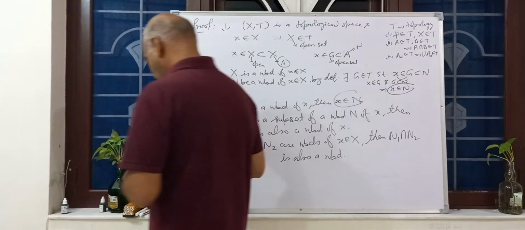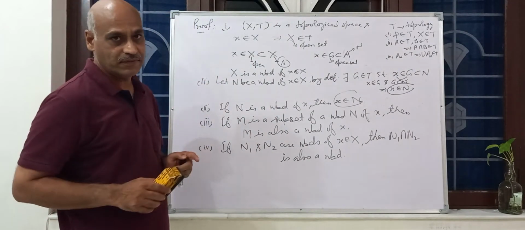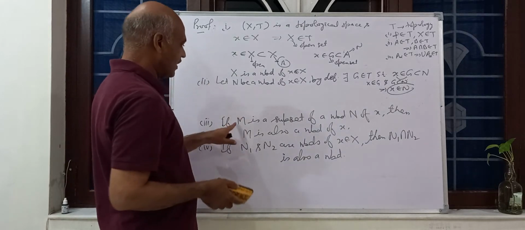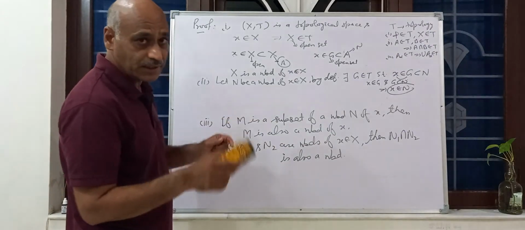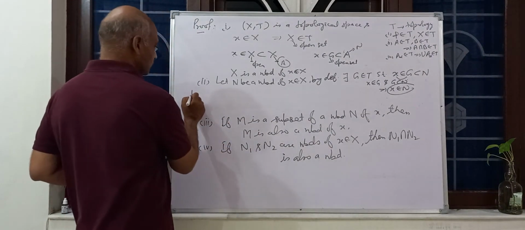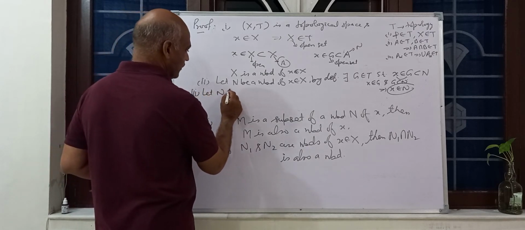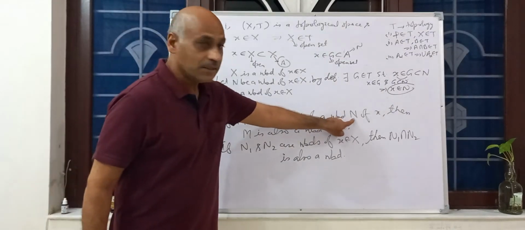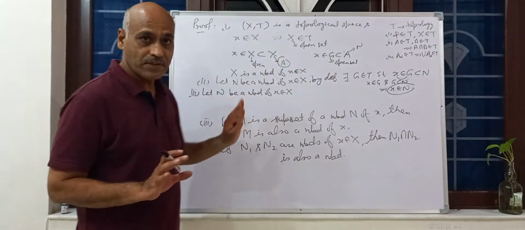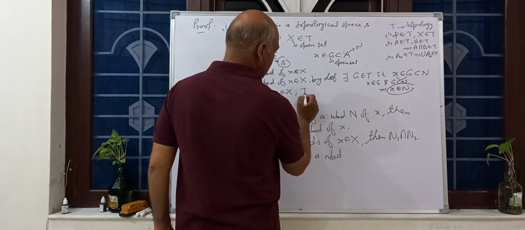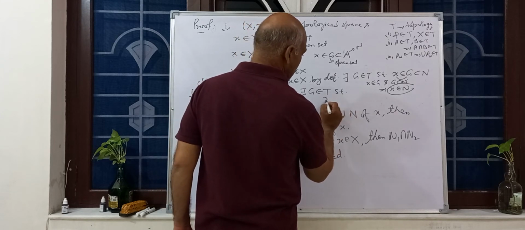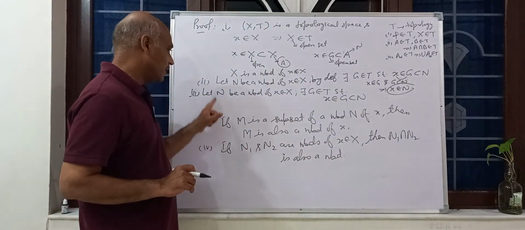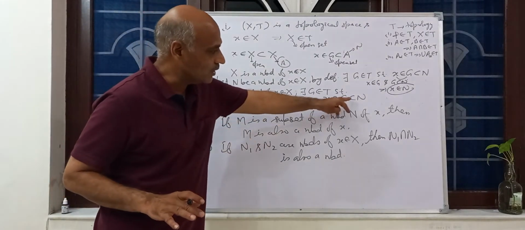Now come to the third. It is very simple. We have to use only the definition. If M is a superset of a neighborhood N, meaning N is a neighborhood of x, first we suppose, third, let N be a neighborhood of x belongs to X. By the same definition, there exists G belongs to T such that x belongs to G subset of N. This is the definition of neighborhood.